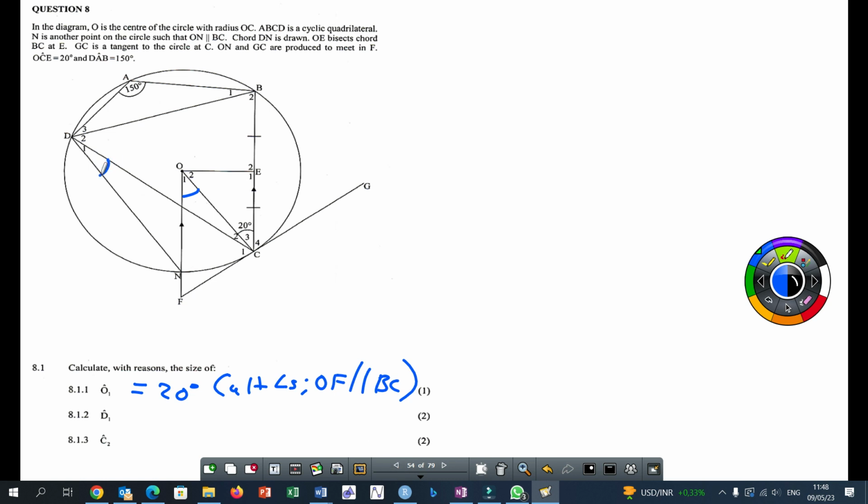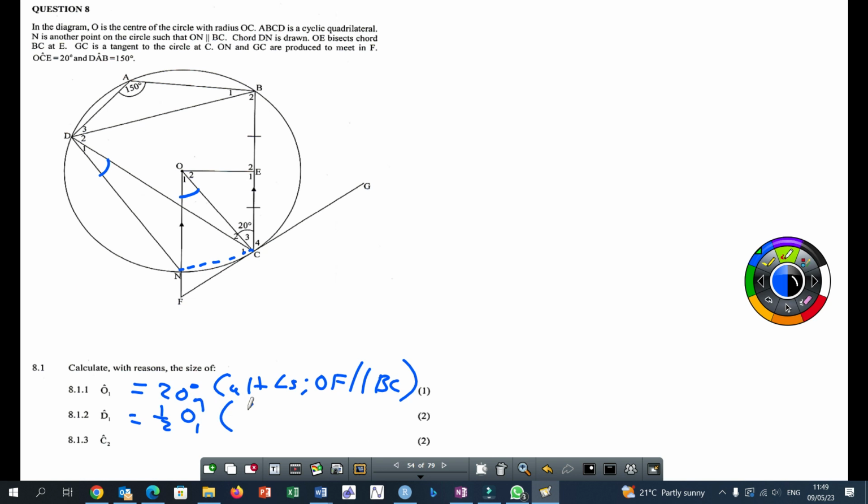Alright, then D1 is that angle. It's an angle at the circumference. Angle O1 is subtended by the same chord, and that chord is going to be called NC or arc NC. So both angles are subtended by the same chord, but one is at the center, the other one is at the circumference. So D1 is going to be equal to half of O1.